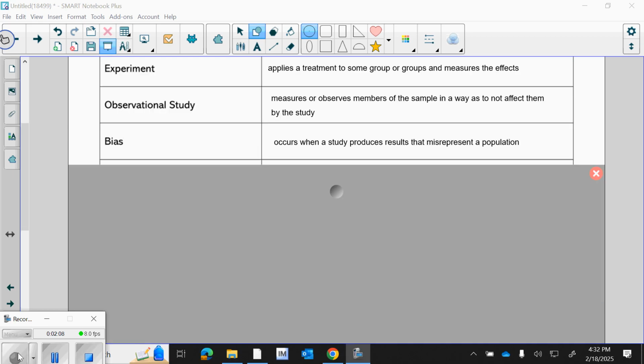All right, let's go back up here to our definitions. The next word that we have is bias. A lot of times people get this confused with an opinion. It doesn't really have anything to do with an opinion. If a statistic or a survey is biased, it means that it is not a good representation of the entire population.